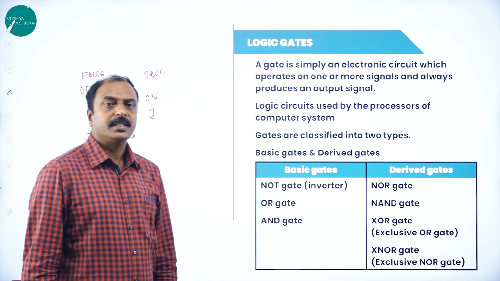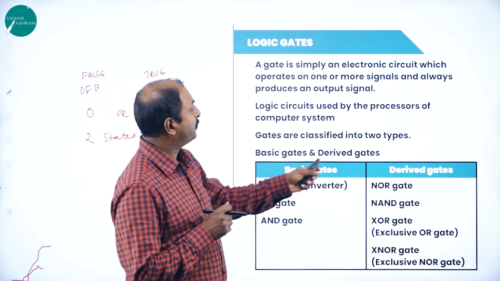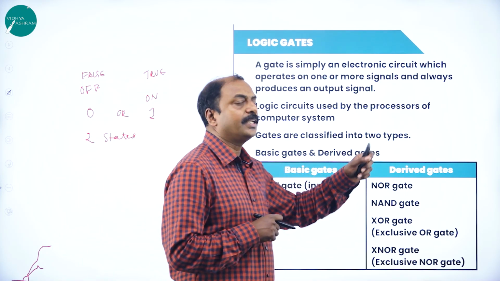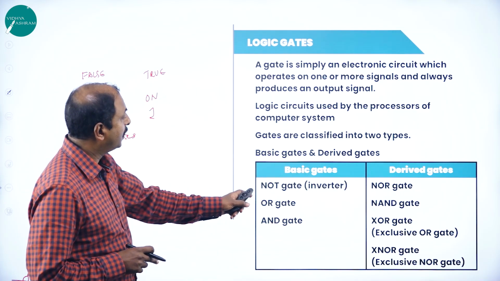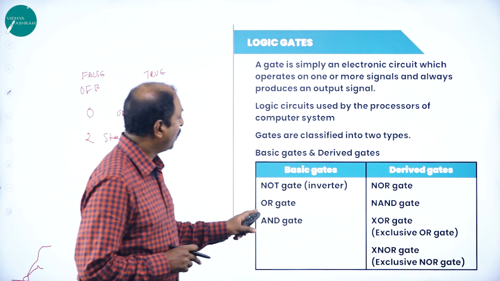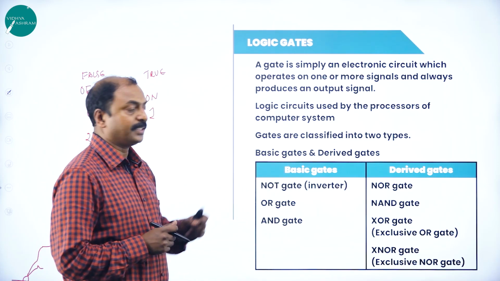Now let us see the different types of logic gates. Generally there are two types of logic gates: basic gates and derived gates. So what are basic gates? The basic gates are the NOT gate, whose other name is inverter gate, the OR gate and the AND gate. These are called the basic gates.